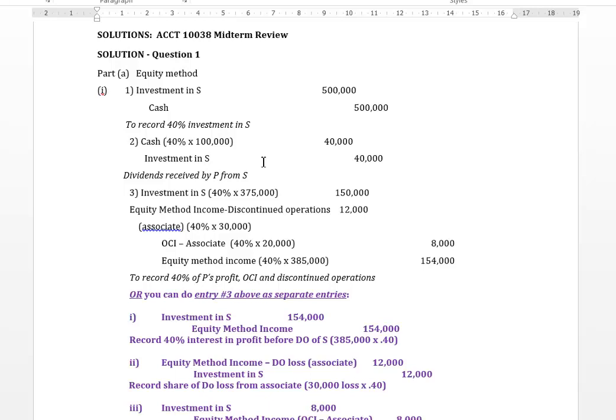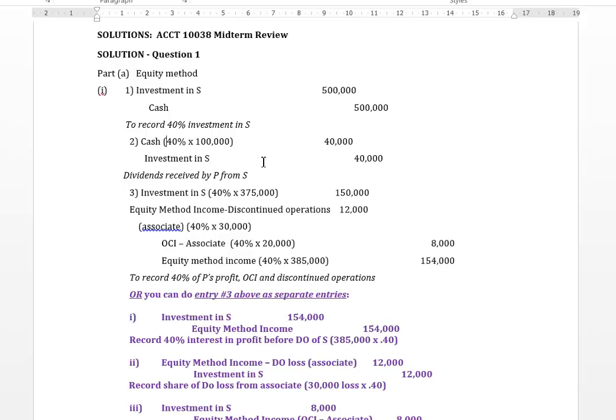Now, instead of crediting dividend income like you guys are used to from prerequisite courses, in this case, because it's a significant influence investment, we're going to credit the investment in S. That's in our subsidiary, in our related company, the associate, for that $40,000.